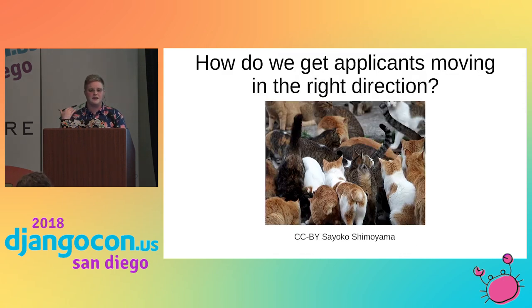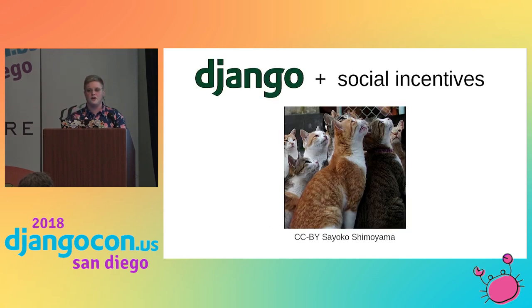So how do we get those applicants moving in the right direction? There's a lot of cat herding that goes on in this process. And so our solution to this was to actually use a combination of Django and social incentives to try to get people to participate in our application process.